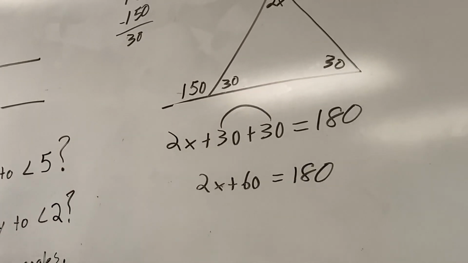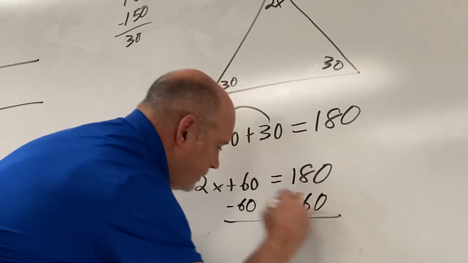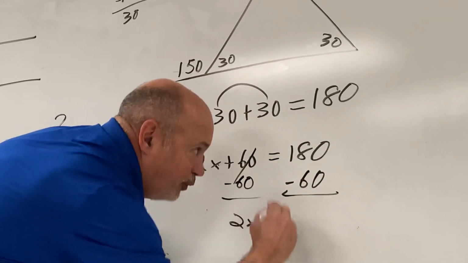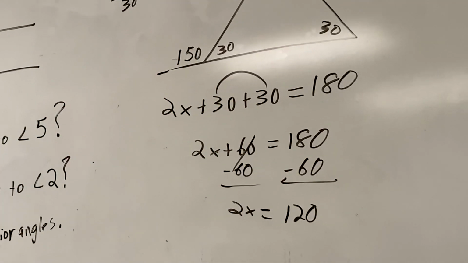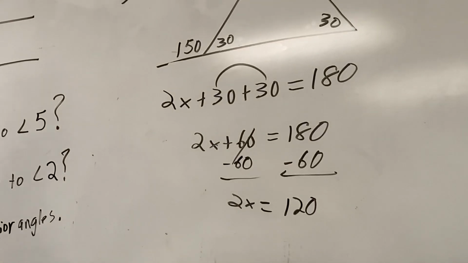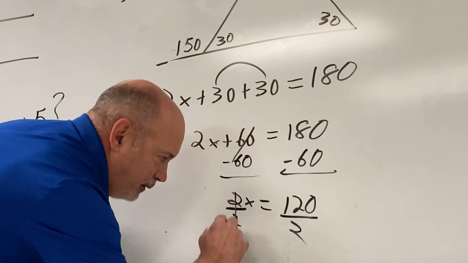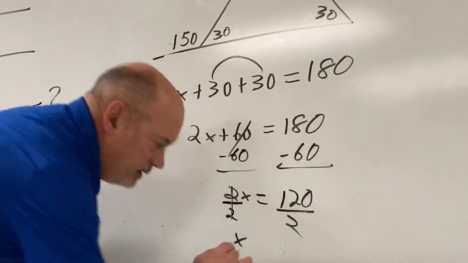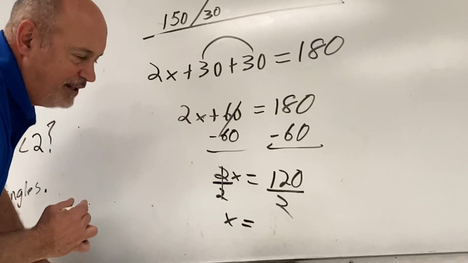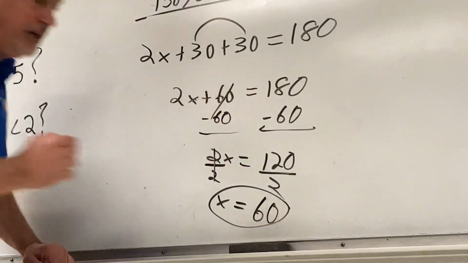Subtract 60, you get 2x equals 120. And then how do we finish it, Josie? You divide. 2 times 120. Divide by 2, and we get x equals what? 2. 120 divided by 2. 60. Is that my answer?